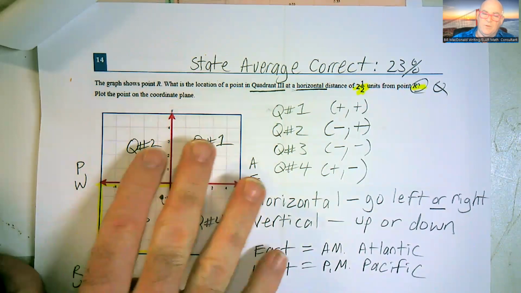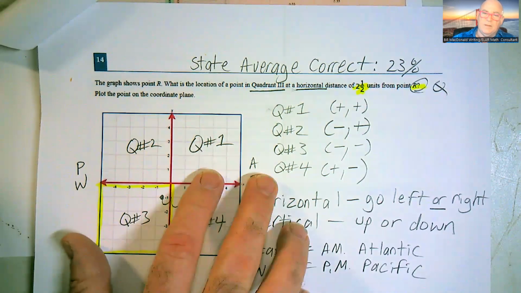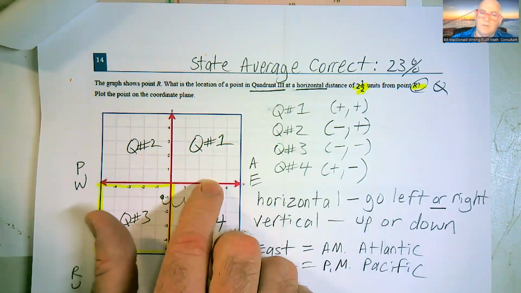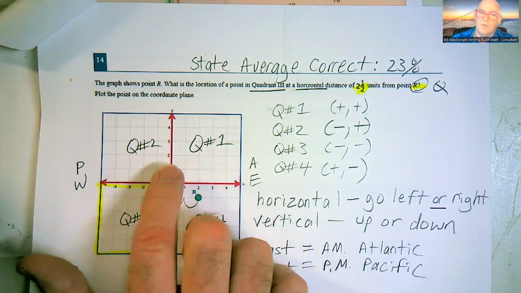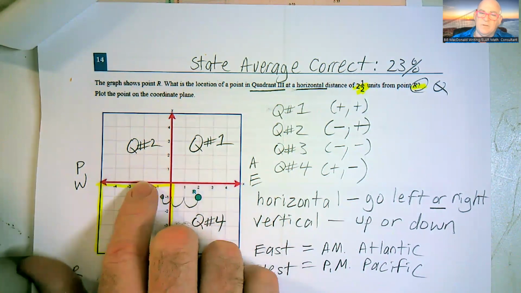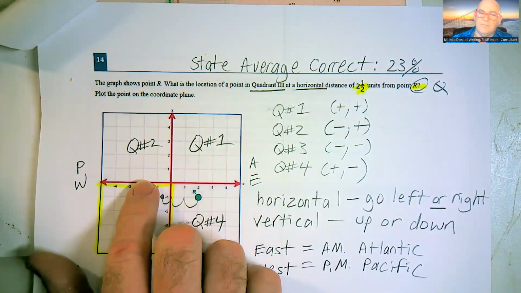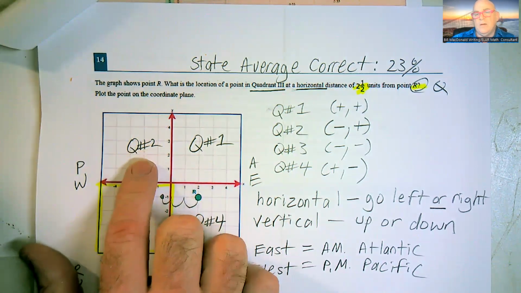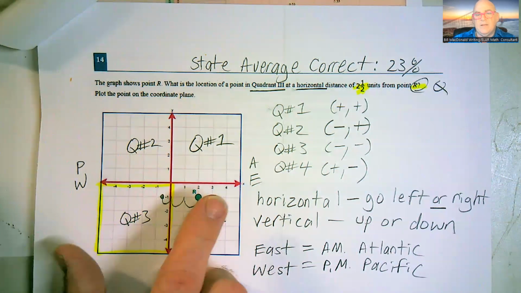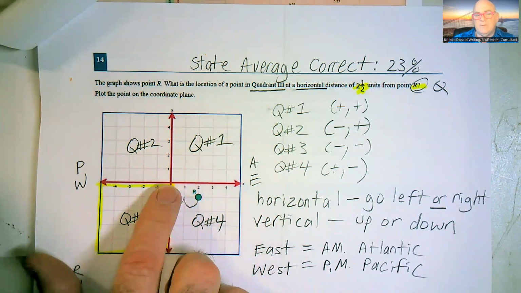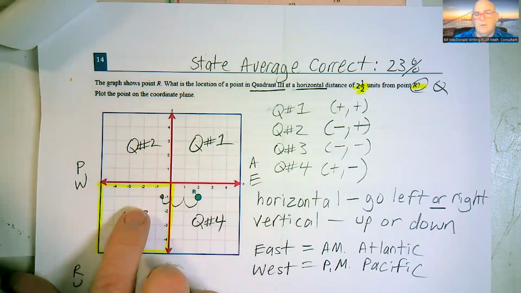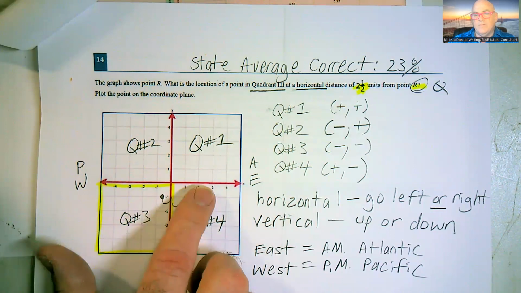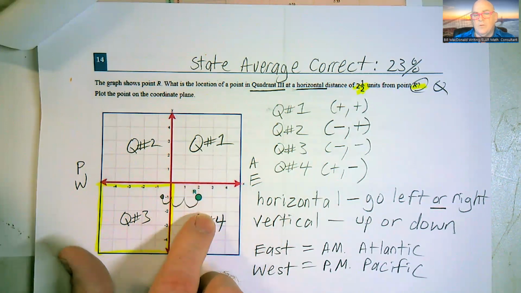And so if your kids don't remember that, you have to remember quadrant 1 is positive horizontal, positive vertical. Quadrant 2, negative horizontal, go left, and vertical, go up. Quadrant 3 is negative, negative: we're going to go left, and we're going to go down. And then quadrant 4 is positive, go right, and then go down.